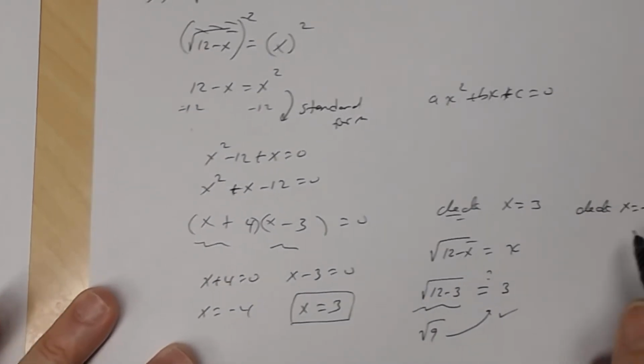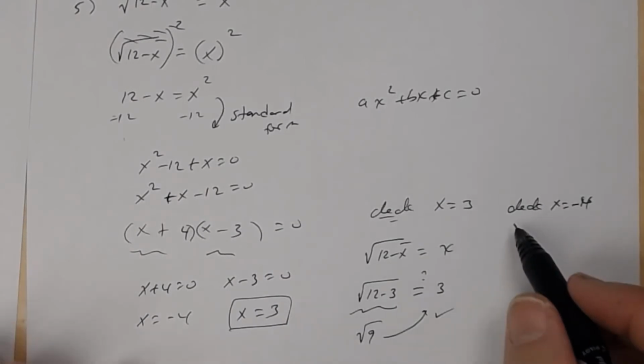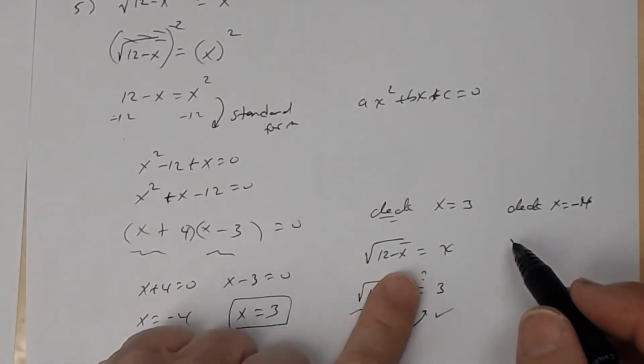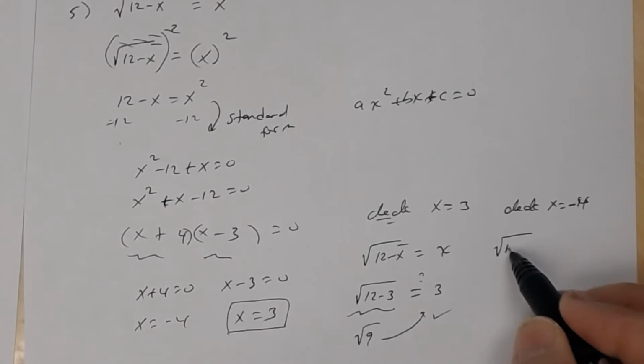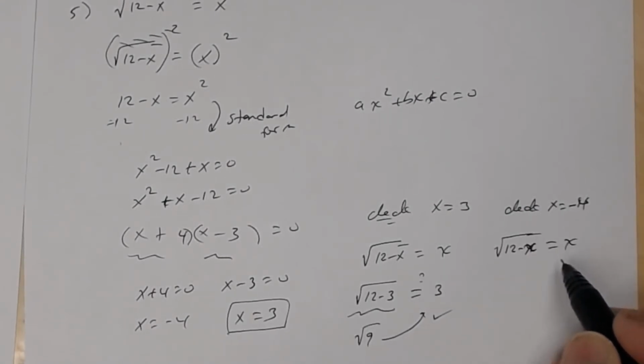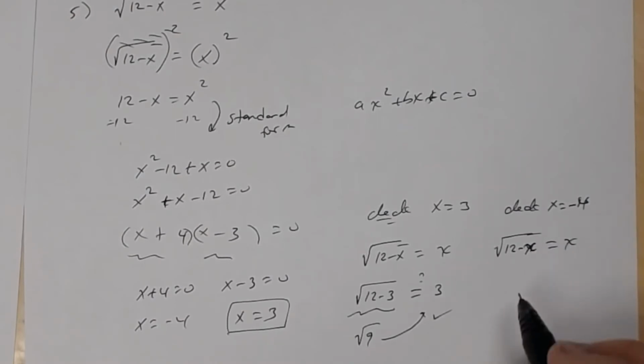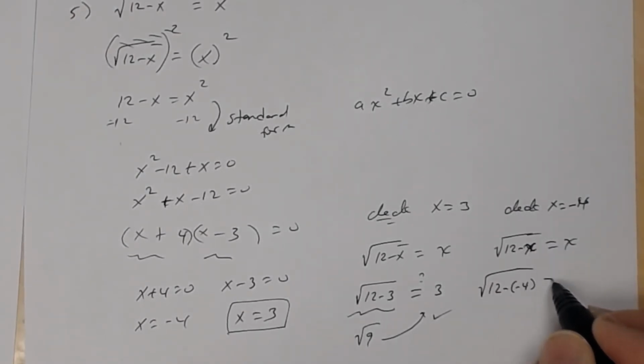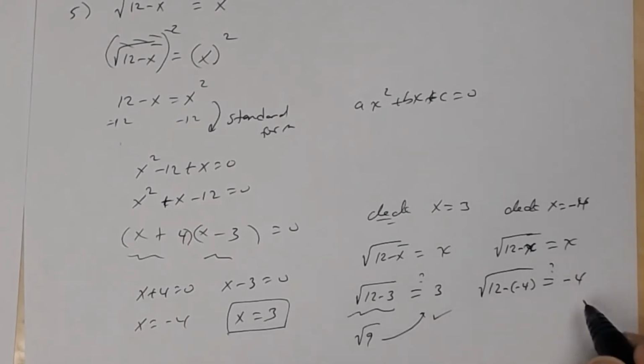Negative 4. So check x equal negative 4. So again, you go back to the original. So I'm going to rewrite it. The square root of 12 minus x equals x. So in place of x, I'm going to substitute negative 4. So I get the square root of 12 minus a negative 4. And I want to see if that's going to equal a negative 4.